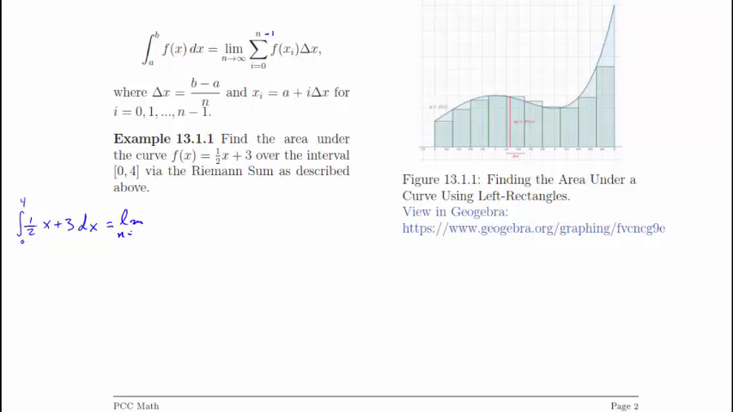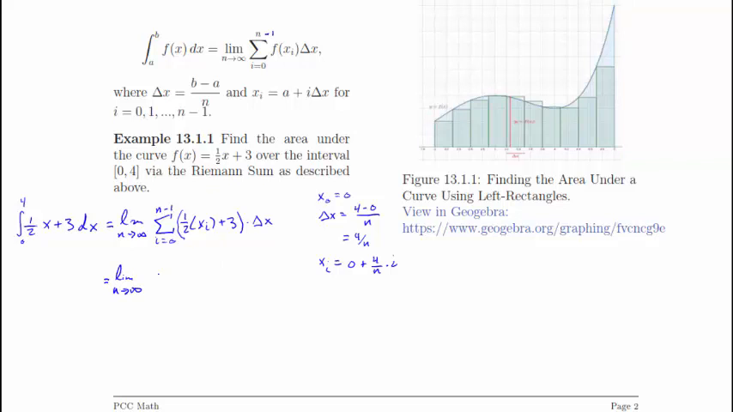So this equals the limit as n goes to infinity of the sum of i equals 0 to n minus 1 of, okay, so f of x is 1/2 x plus 3. So I need 1/2 of x sub i plus 3 times delta x. Now, we have x naught equals 0, delta x equals 4 minus 0 over n equals 4 over n. And so x sub i is going to equal 0 plus 4 over n times i. And we'll do i from 0 to n minus 1 to give us the x values on the left endpoints of our rectangle.